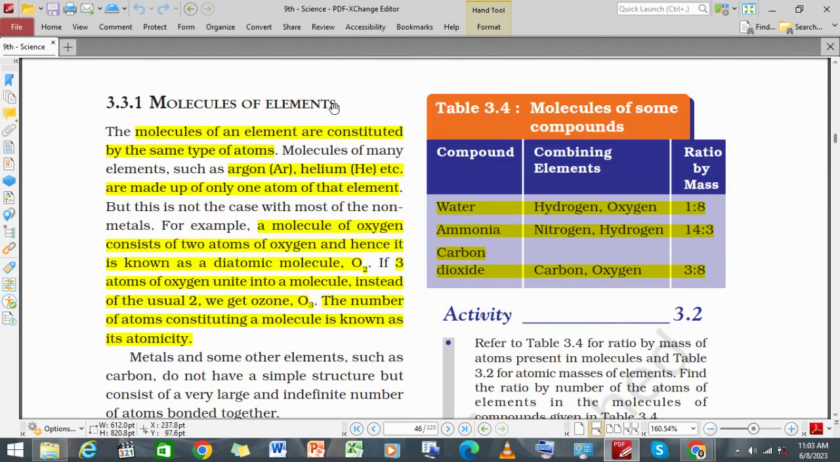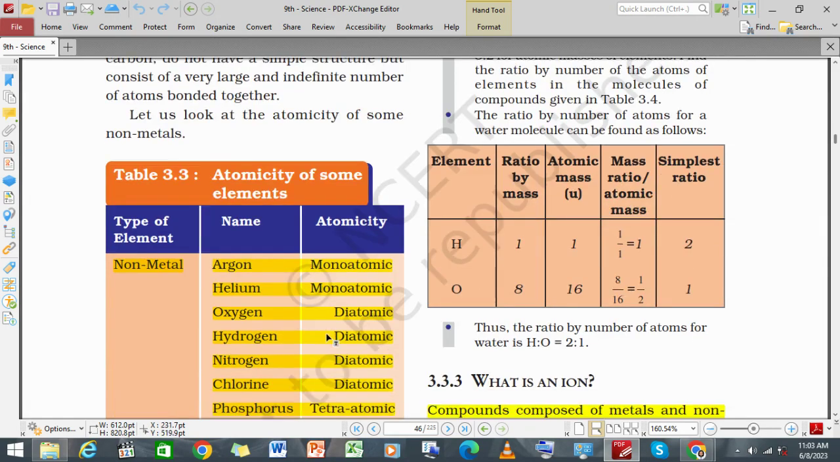Now, molecules of elements. Molecules of an element are constituted by the same type of atom. That means argon, helium, etc. are made up of only one atom of an element. A molecule of oxygen consists of two atoms of oxygen, hence it is known as a diatomic molecule, that is O2. When three atoms of oxygen unite into a molecule instead of the usual two, we get O3, that is ozone. The number of atoms constituting a molecule is known as atomicity. I hope it is understandable.